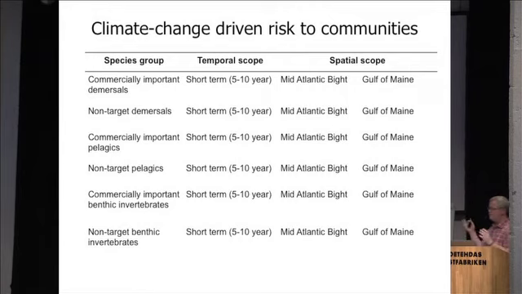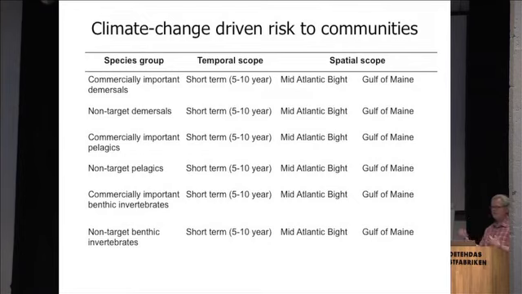So normally, these level 2 assessments are considered rapid assessments. This was done by a 3-person team in about a month and a half, including some of the methodology development. And so I don't know what you would call this, an extremely fast method or something. But what they were looking at here, instead of species, was species groups. So we have both commercially important demersals and non-target demersals, pelagics, non-target pelagics, and then inverts.